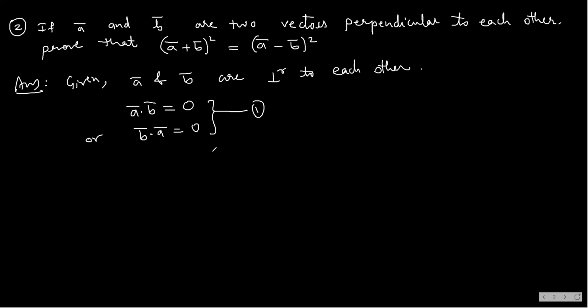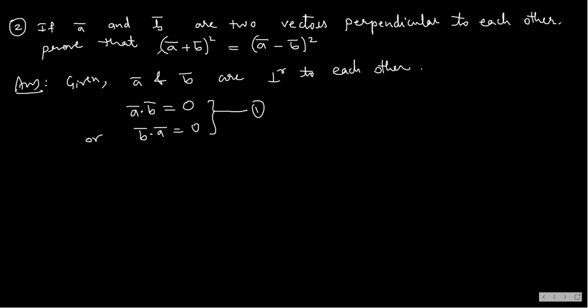Remember, whenever they say the two vectors are perpendicular, the chances are that they want you to use this property of dot product. The dot product of two vectors is 0 if the vectors are perpendicular to each other. You know why? Because dot product is defined as a bar dot b bar is mod a bar mod b bar cos of angle between them. So if they are perpendicular, the angle is 90 degrees and cos of 90 degrees is 0. So you get 0 here.